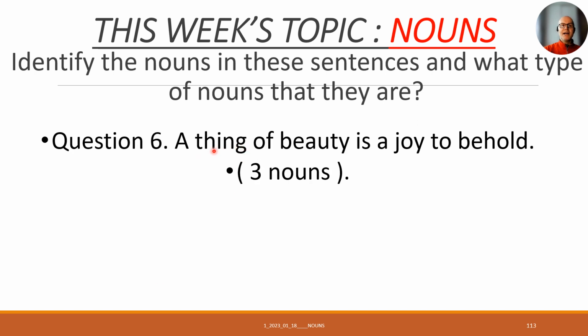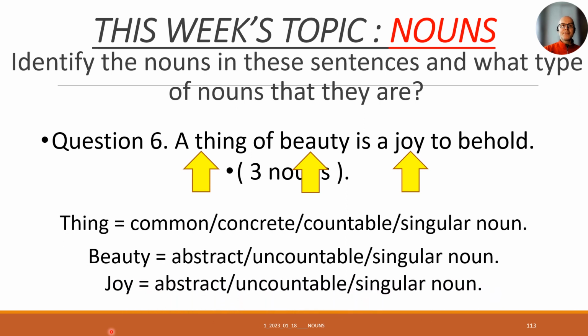Question 6. A thing of beauty is a joy to behold. The three nouns in this sentence are beauty, thing, joy. Thing, common, concrete, countable, singular. Beauty, abstract, uncountable, singular. Joy, abstract, uncountable, singular.